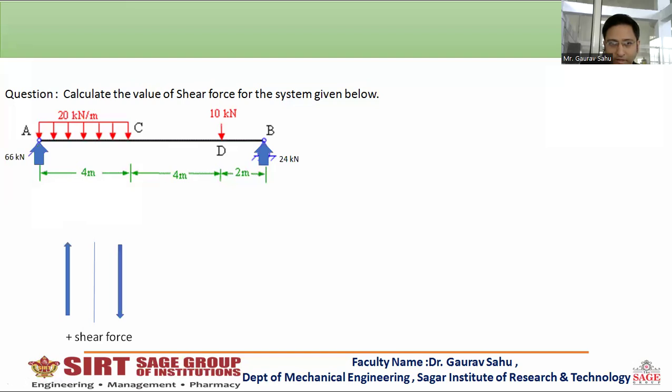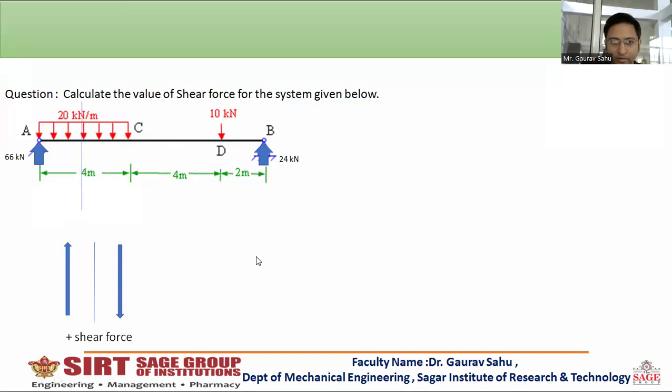Now let us start on how to find the shear force value at each and every point in this span of beam. We'll follow this notation for the shear force. Left toward the section, it will be positive if upward, and on the right toward the section, it will be positive when it is downward. So here is a different notation we use in shear force.